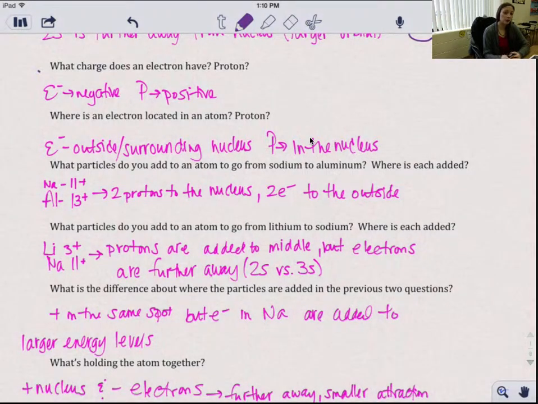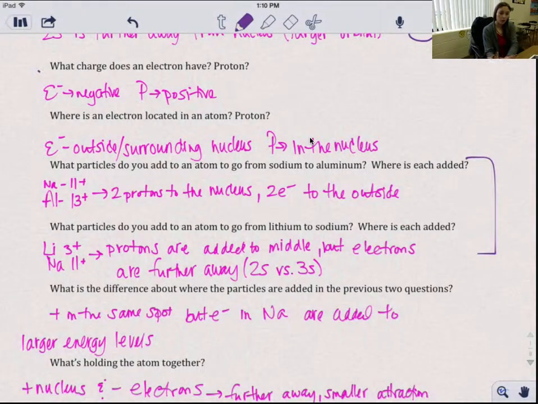So valence electrons are on the outside of an atom. Protons are in the nucleus, in our center with our neutrons. So electrons on the outside, protons in the middle. These two are going to help us out with this next trend we're going to talk about with atomic radius. What particles do you add to an atom when I go from sodium to aluminum? We're going to ask what is added and where is it added. We're also going to talk about the particles we add when we go from lithium to sodium, and then the difference between the two.